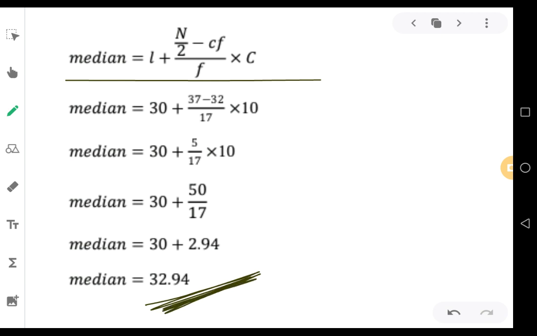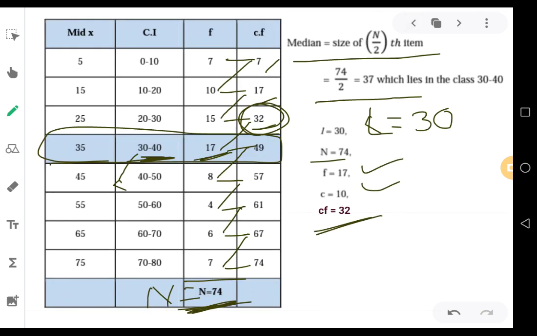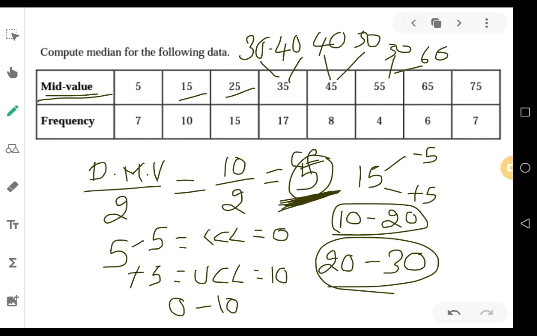So that's how you compute median for a continuous series of distribution. And you should be very careful when mid values are given, you should convert that into class intervals and then you have to proceed for computation of median.